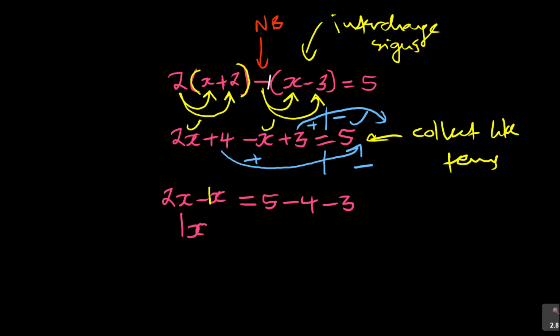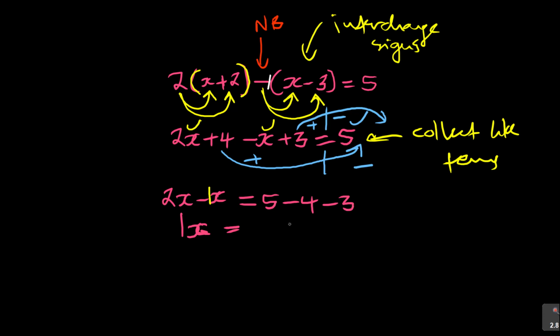You can even leave out this 1x is equal to, now 5 minus 4 minus 3. Now what is 5 minus 4? 5 minus 4 is 1. What is 1 minus 3? It is negative 2, but you need to be comfortable with it. Or you can say minus 4 minus 3. Two negatives, you add and return the sign. It's minus 7. So it's 5 minus 7, which is minus 2.